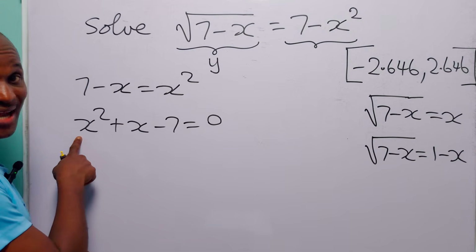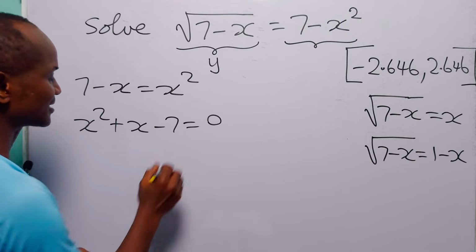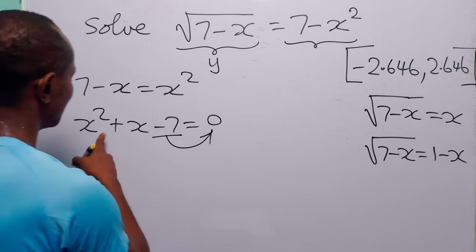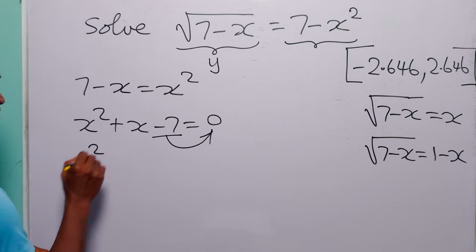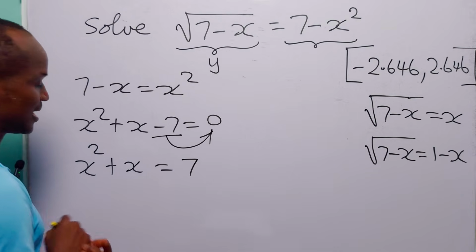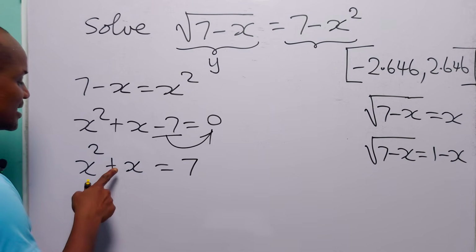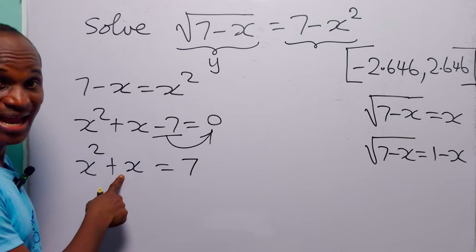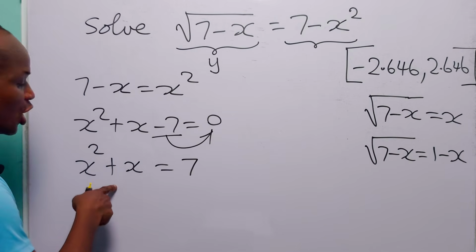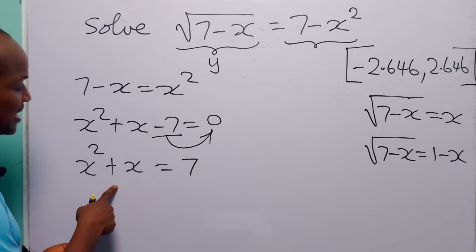Since the coefficient of x squared is already 1, the next thing to do is to move the constant term over to the right hand side. So we have x squared plus x is equal to 7. Now the next thing we are going to do is to divide the coefficient of x by 2, square it and add to both sides of the equation to complete the square on the left hand side.